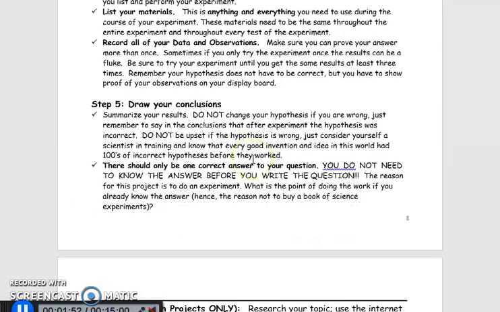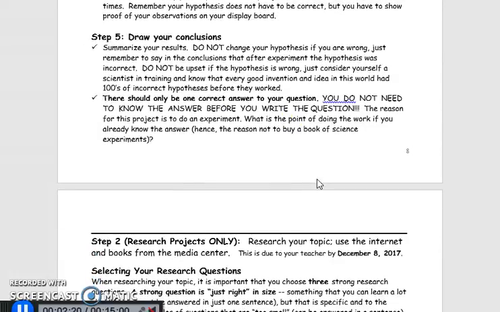This is where you're summarizing your results. You're not changing your hypothesis if you are wrong. Part of your conclusion is telling whether or not your hypothesis was correct or not. And why? Why were you correct or why were you not correct using that data that you collected? And there should only be one answer to your question. So draw those conclusions. What happened with your experiment and why do you think that was, based on that data you collected?